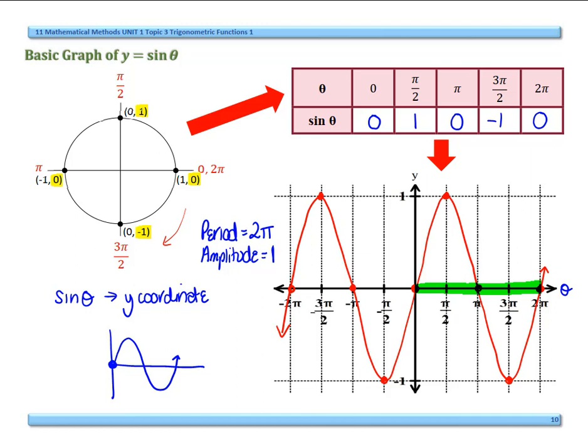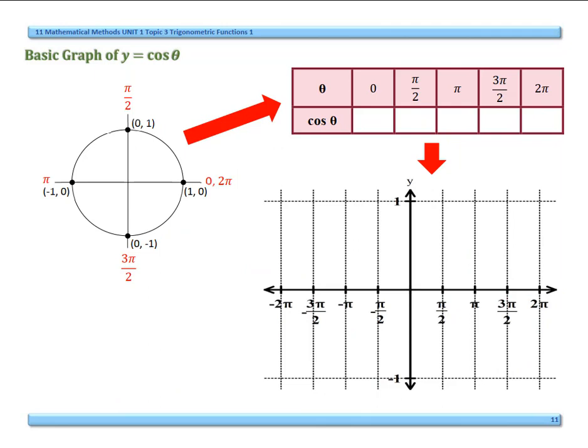Let's look at our cos graph. Again, looking at our unit circle, cos this time is our x coordinate. So x coordinate for cos theta. So we go when it's 0, 1, 0, -1, 0, back to the beginning. So when we look at our graph, this time we start at the top, down to 0, down to -1, up to 0, up to 1. Join the dots.